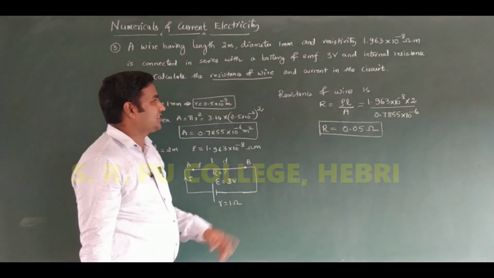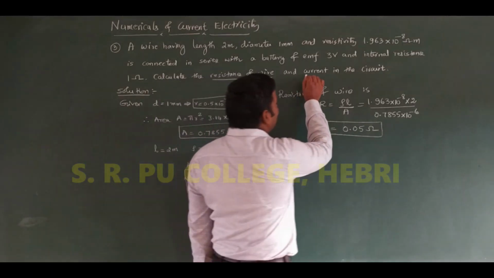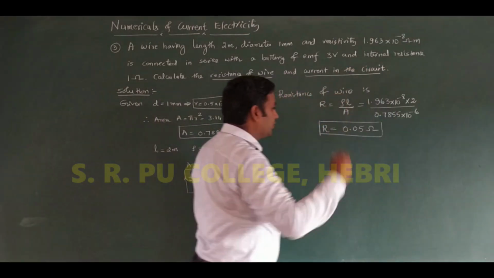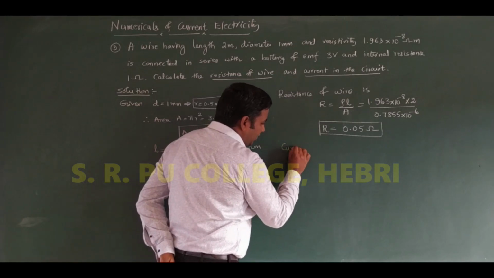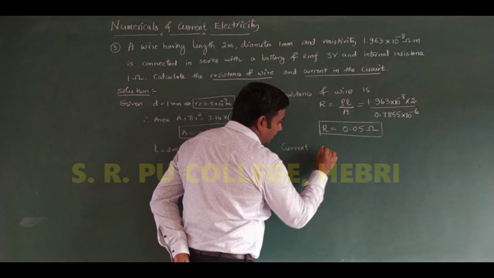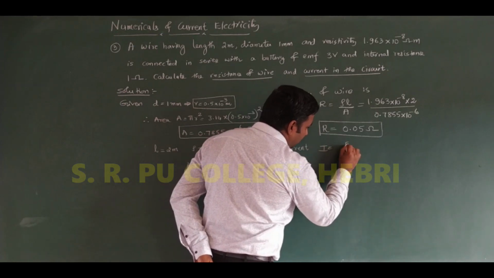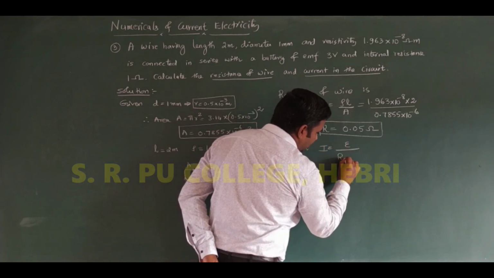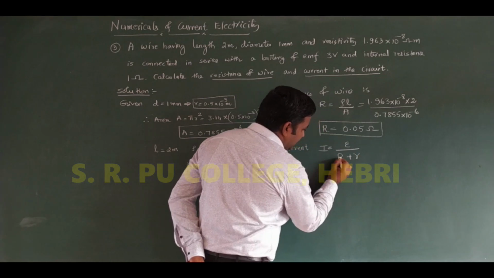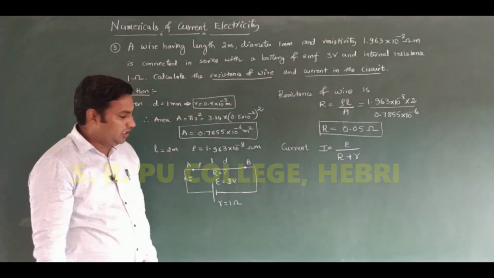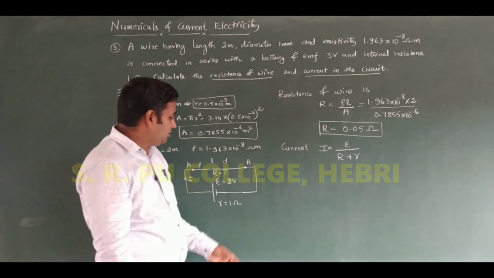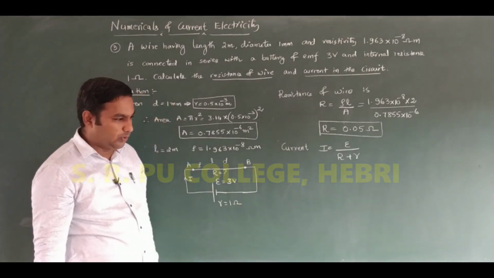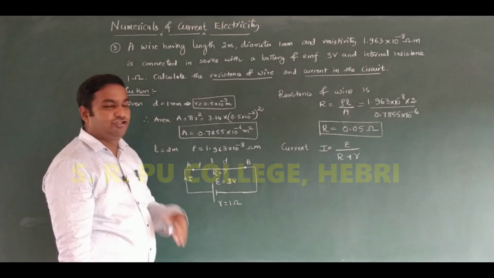Once you get the resistance, our second requirement is the current in the circuit. Dear student, you have to calculate the current in the circuit. Here current I is equal to EMF divided by external resistance plus internal resistance. This formula you learned. Here the external resistance is provided by this length of the wire. Internal resistance of the cell is given as 1 ohm. EMF of the cell is given as 3 volt.